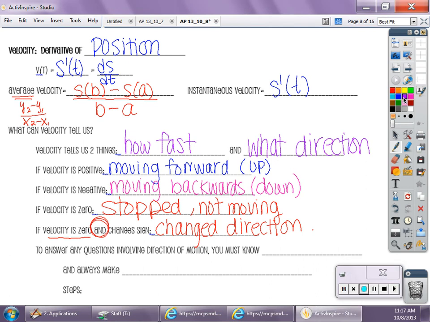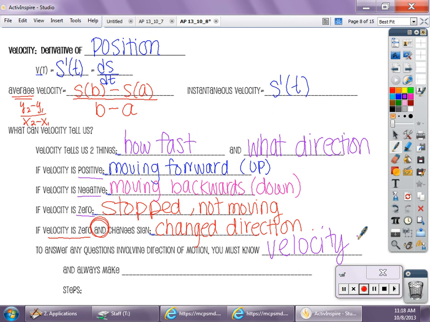All right, next. To answer any of the questions involving direction of motion, we talked about positive, we talked about negative, we talked about 0. What do you think you need to know? First of all, what word keeps coming up in all of those? Velocity. So if I want to talk about moving forward, backward, stopped, changing direction, I'm going to need to know velocity. If they give you position, what will you do to get velocity? Take a derivative. Remember I said 95% of the time you could probably just take a derivative always. If you have no idea what to do, just take a derivative.